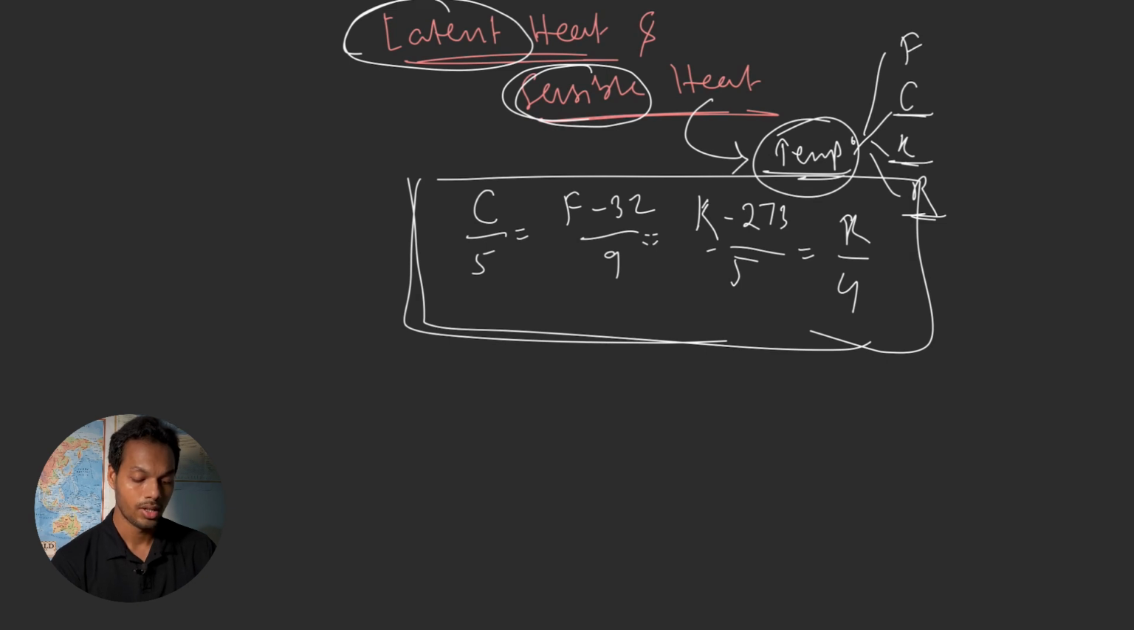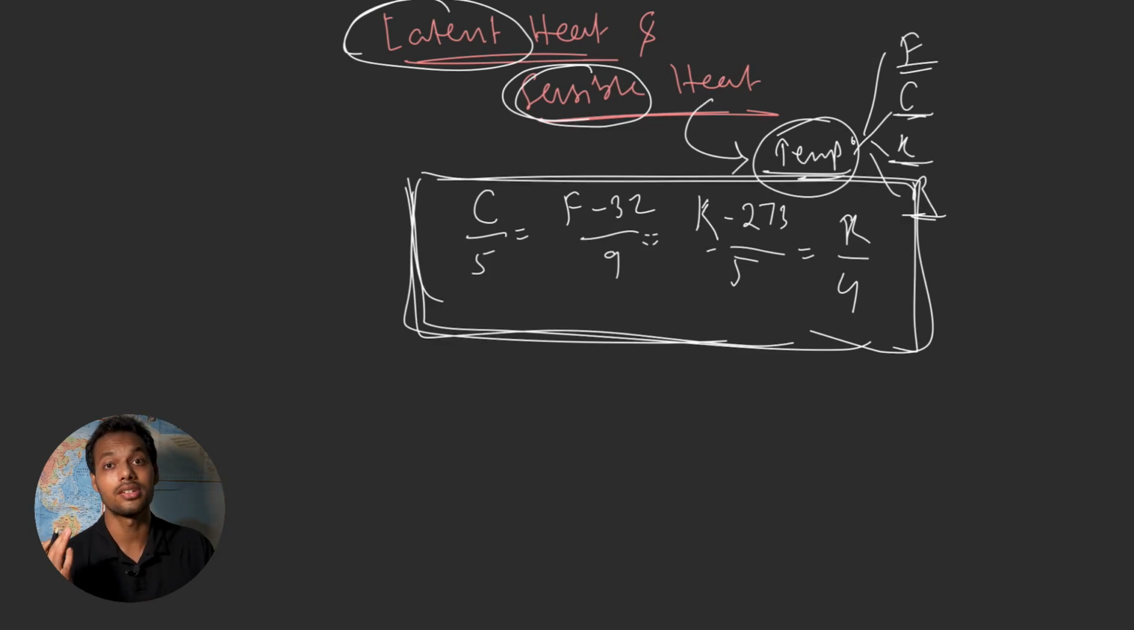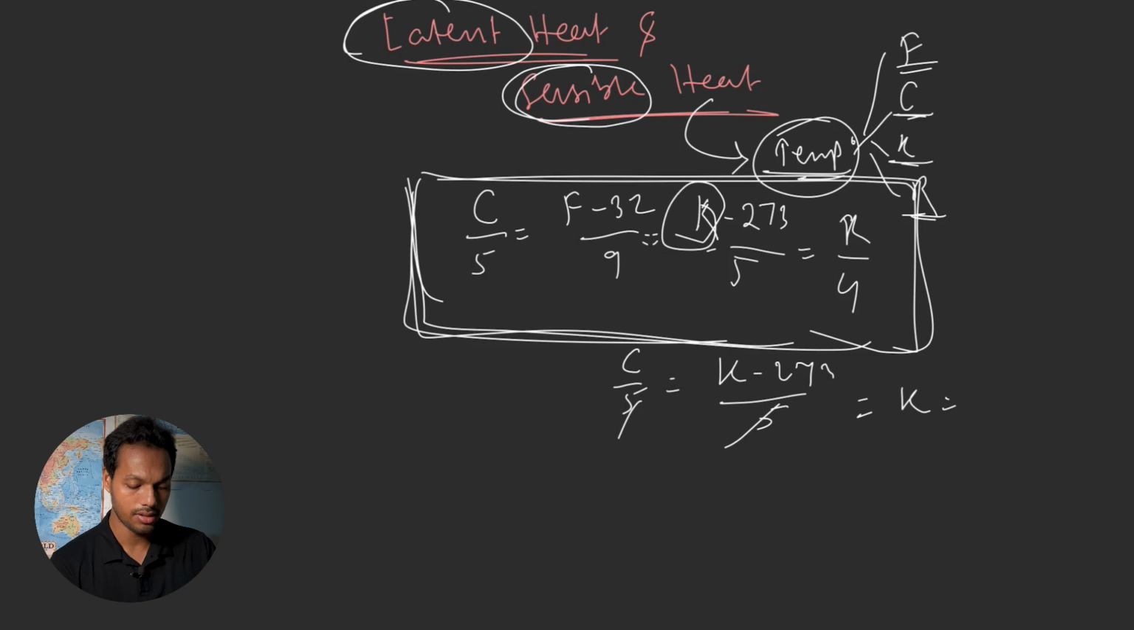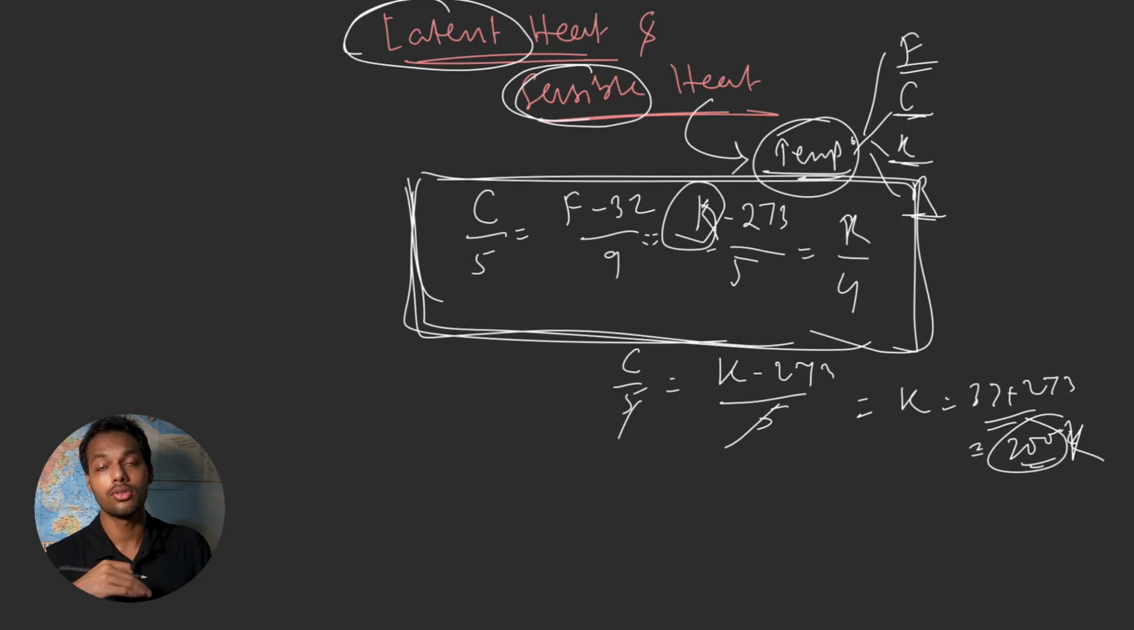Another one is the Fahrenheit scale. So for measuring temperature, different scales are used: Fahrenheit, Celsius, Kelvin and Reaumur scale. To convert from one to another, you can use this formula: C by 5 is equal to F minus 32 by 9 is equal to K minus 273 divided by 5 is equal to R by 4. Suppose in Celsius the value is 37 degrees Celsius, the normal body temperature of humans. What is that value in Kelvin? Put C by 5 is equal to K minus 273 by 5. The 5 cancels, so K is equal to 37 plus 273, somewhere around 300 degrees Kelvin. This is how you convert from Celsius to Kelvin.